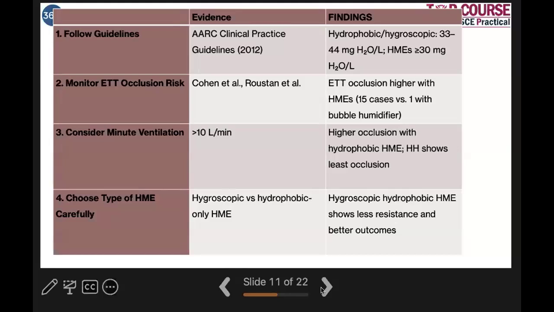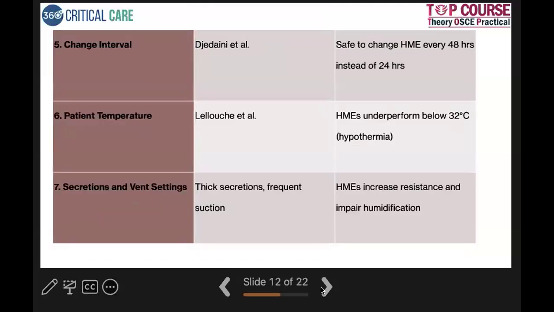And when you are comparing in general hygroscopic HME with the heated humidifier, the heated humidifier plays a better role in humidification as well as in avoiding complications. So even as per guidelines, even as per evidences, heated humidifiers are more preferable. But you see, based on the patient's duration of stay and the need for the HMEs, okay?